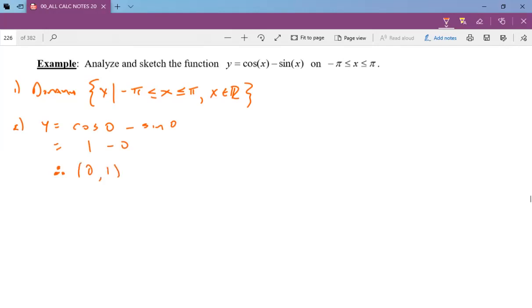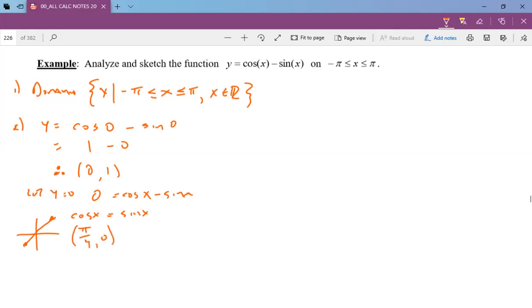If we are finding an x-intercept, we are letting y equal 0, and we get 0 is equal to cos x minus sine x. Add sine x to both sides, we have cos x equals sine x. And where does this happen? This happens, of course, on your 45s, or in this case on pi quarters, because we're in radians, of course. This happens at pi quarters, comma 0.